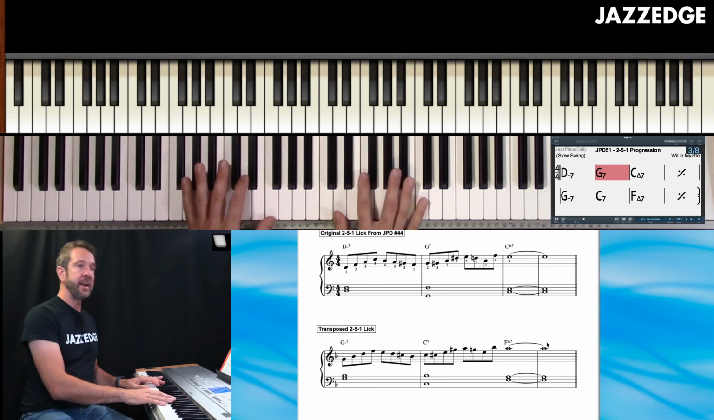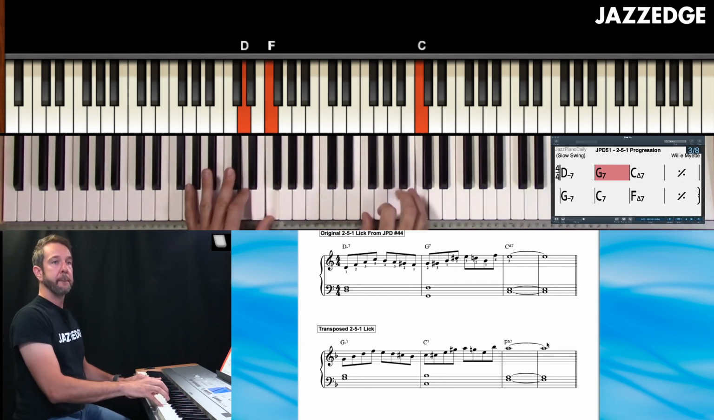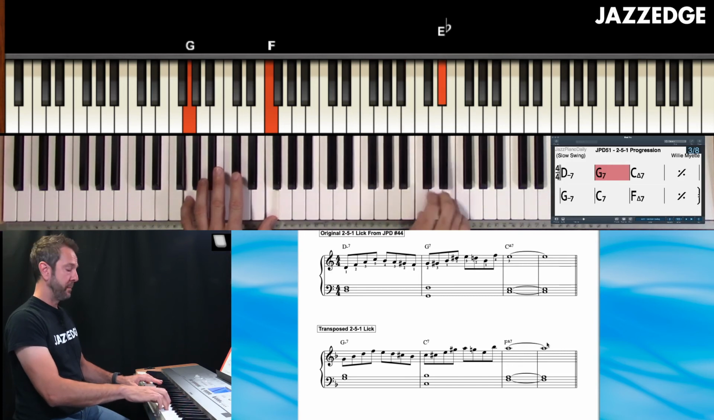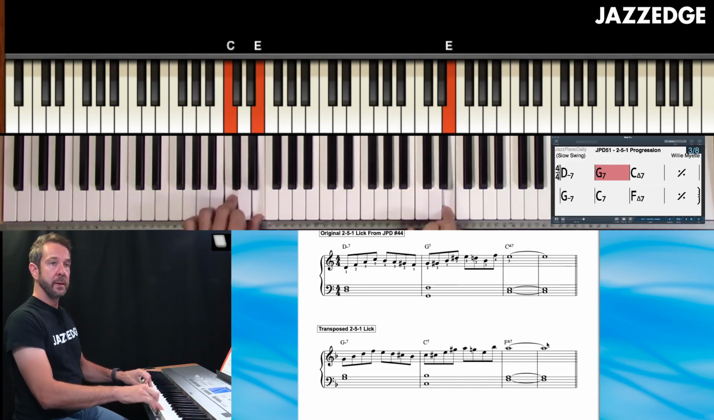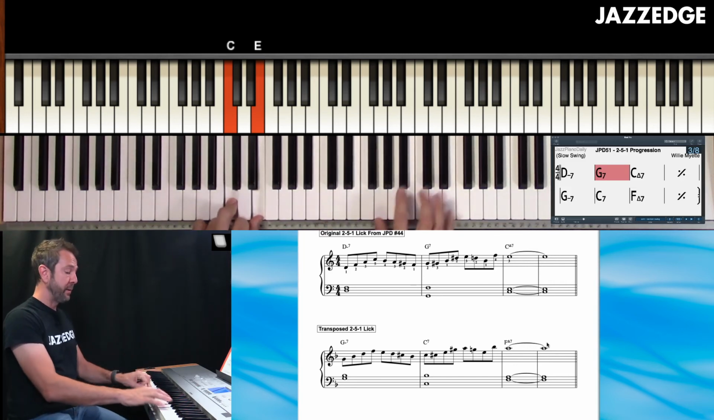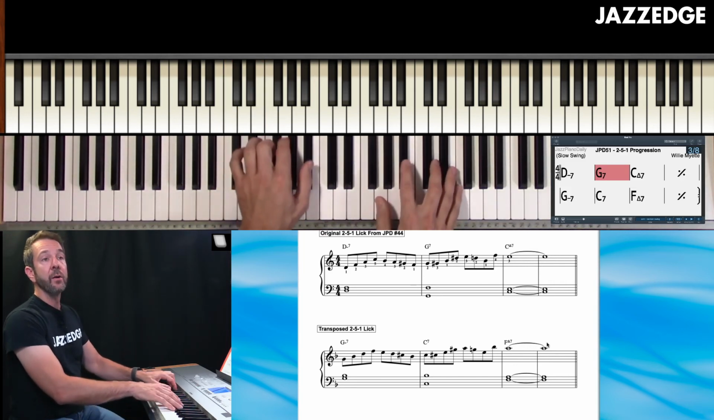Now let's add the left hand. 2, 3, 4. Get ready for the G minor. Ready, go.